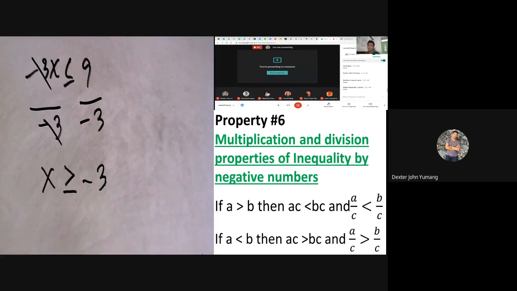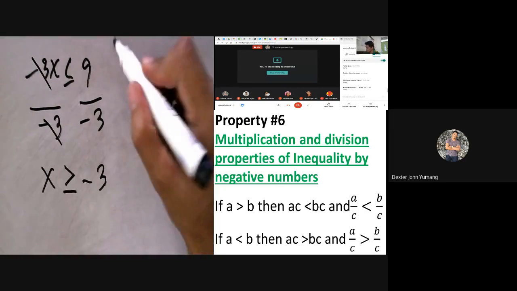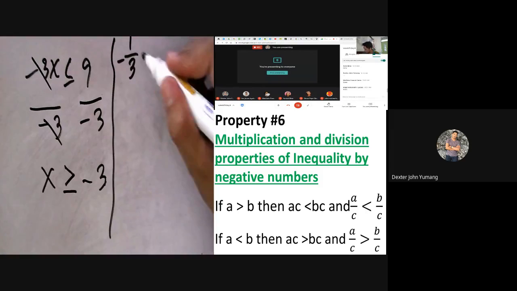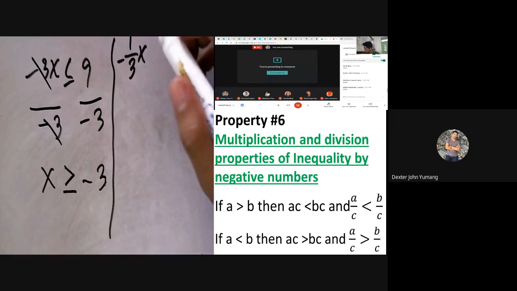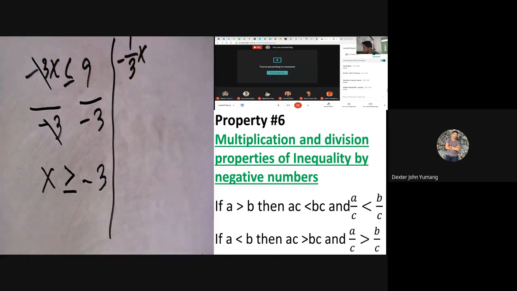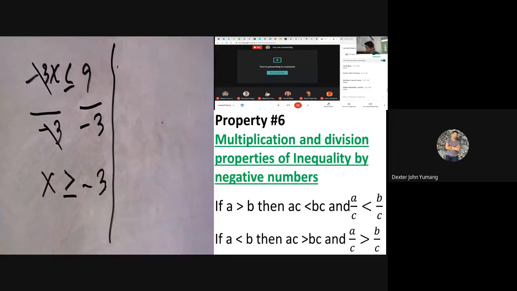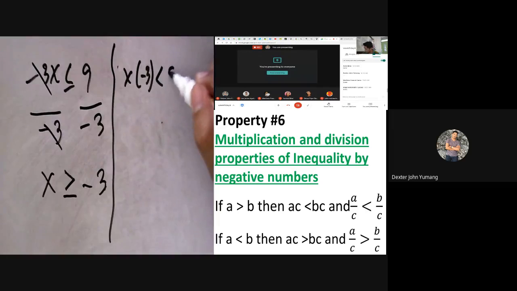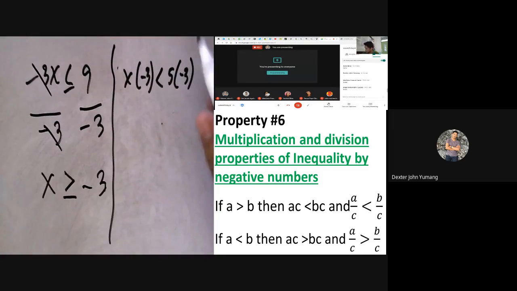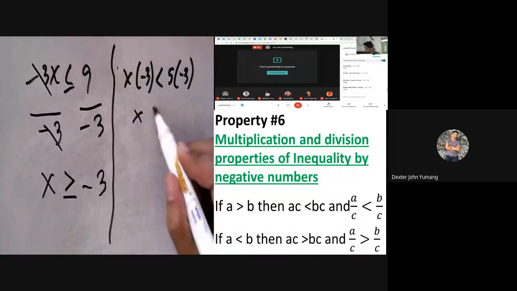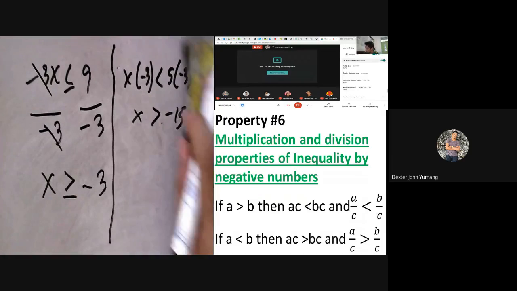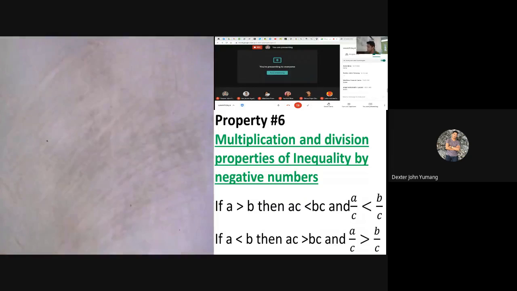What if nag-multiply ka naman ng negative? So, ganun din po ang mangyayari. Example, we have negative 1/3 x. So, what if naman mag-multiply ka ng negative? X times negative 3 less than 5 times negative 3. Okay, kapag nag-multiply ka ng negative 3, mag-change din yung sign, negative 15. Okay, ganoon lang po yun. So type done if you're done, then we will proceed with the examples.